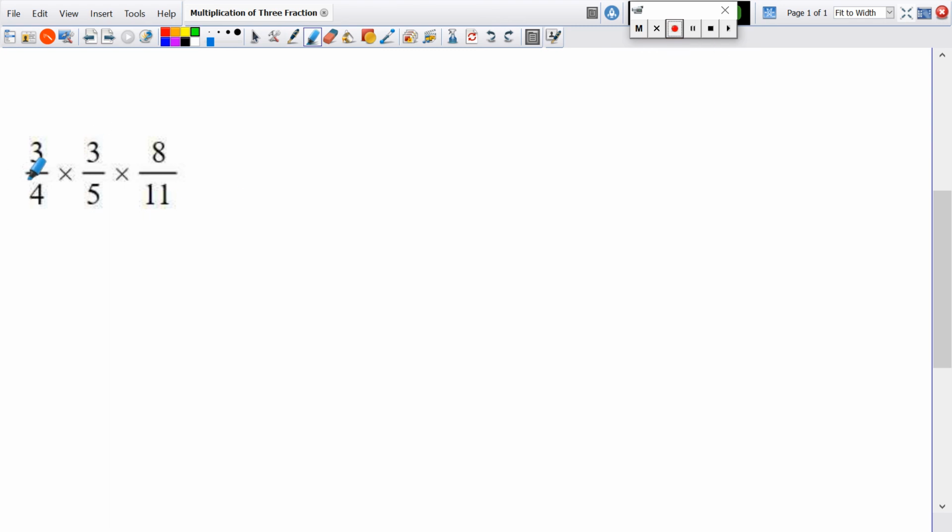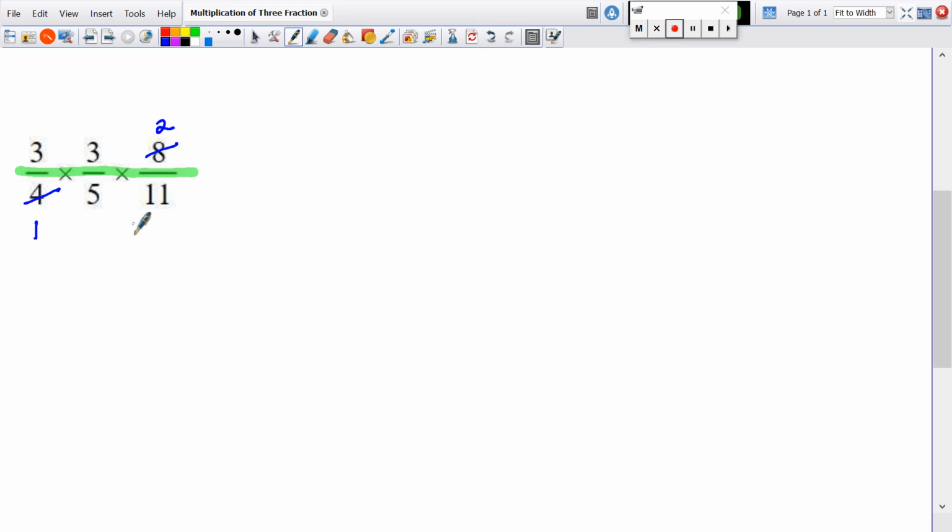Okay, the next one, again, I'm just going to put a long fraction bar to split up my numerator from my denominator, and I'm going to look for things that might simplify. 4 and 8, you can divide both of those by 4. So 8 divided by 4 is 2, and 4 divided by 4 is 1.